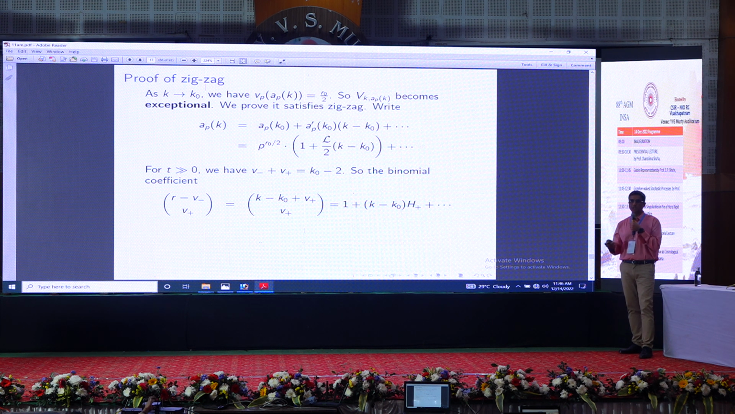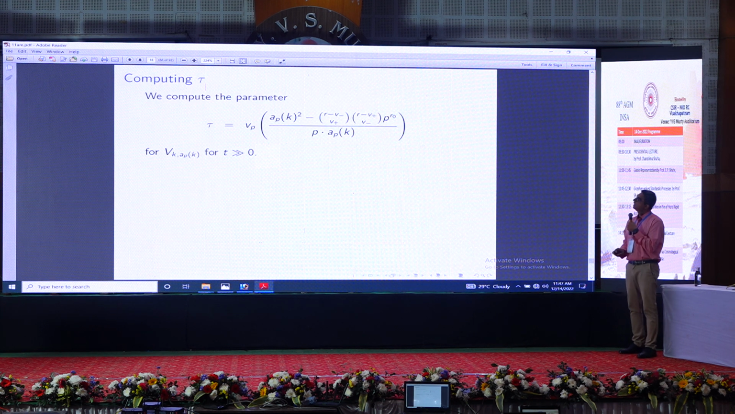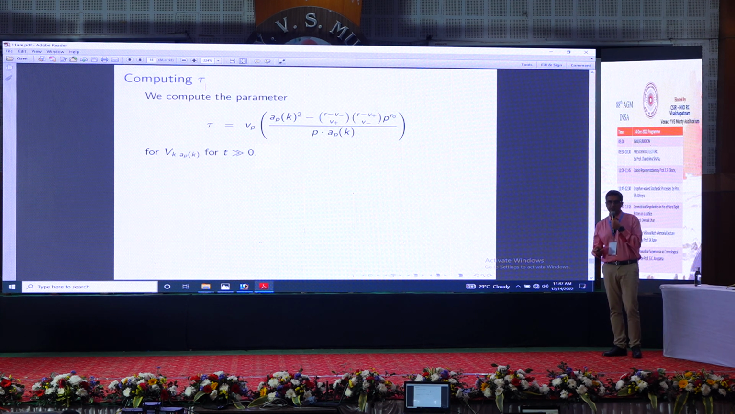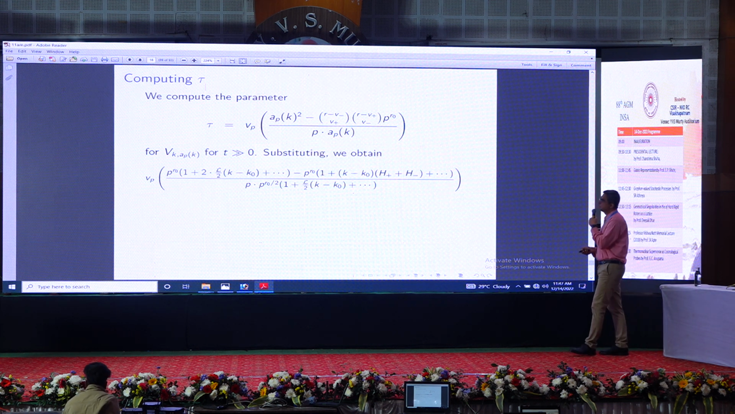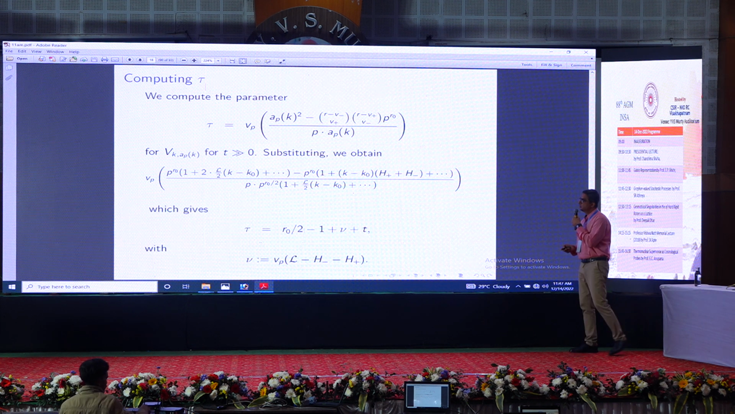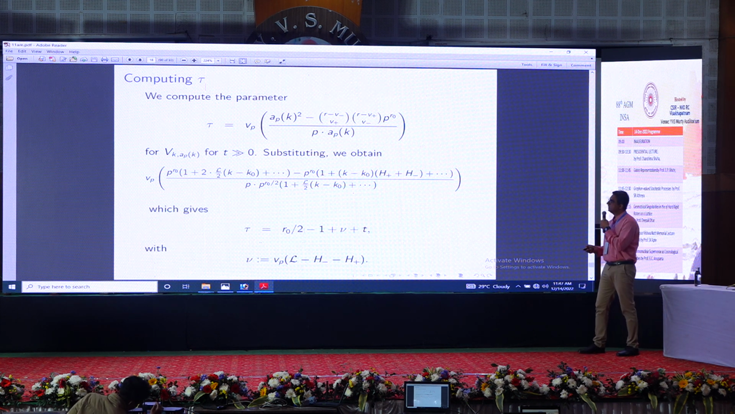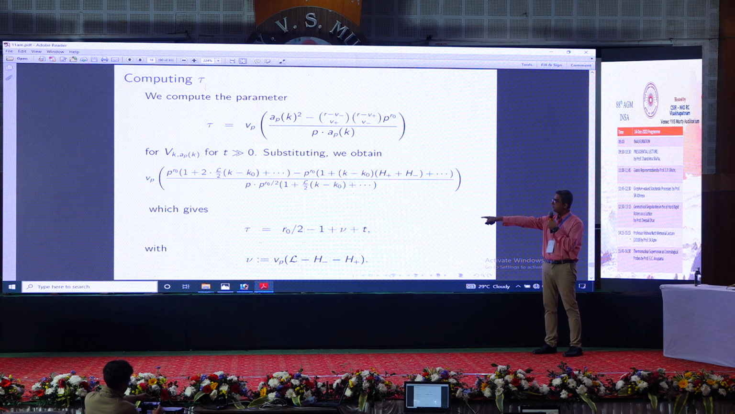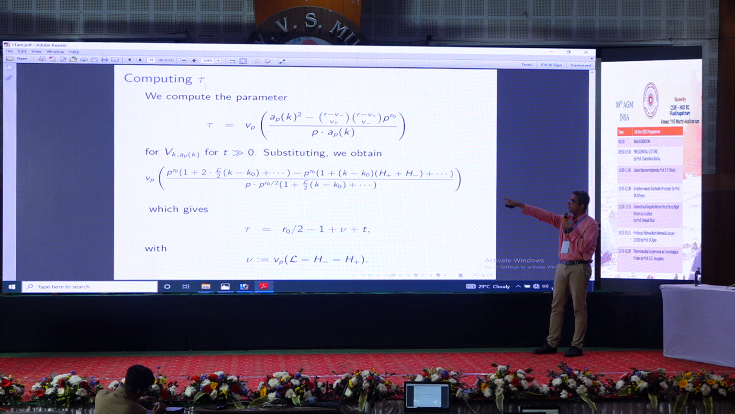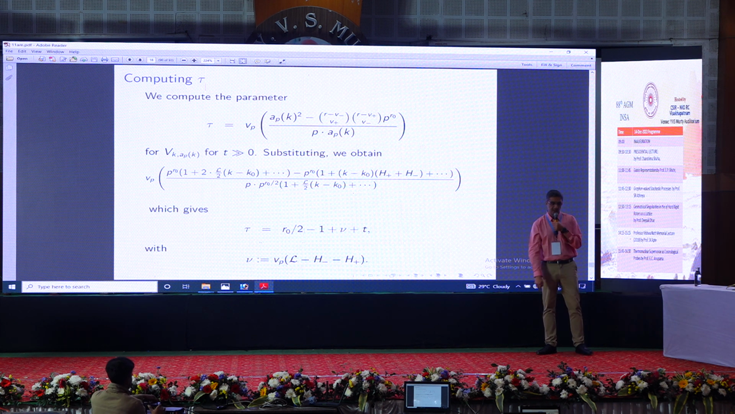H plus is the partial harmonic sum with respect to v plus. So 1 plus a half plus a third up to 1 over v plus. And similarly, you can compute the other binomial sum. And if you now try and compute this parameter, you substitute all those expansions into this parameter, do a little bit of algebra, you can see that you get an r naught by 2, that's the third last line here, r naught by 2 because there's a p to the r naught coming out in the numerator, but on the bottom you have a 1 and an r naught by 2.